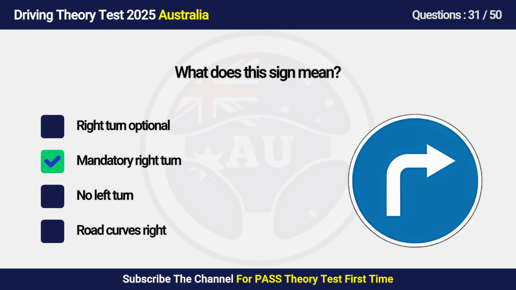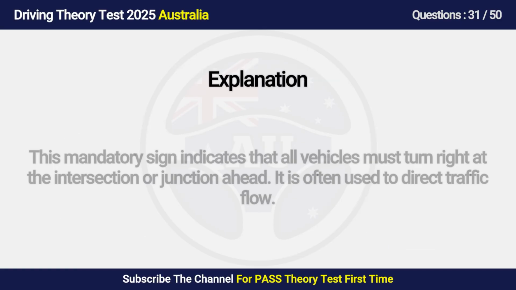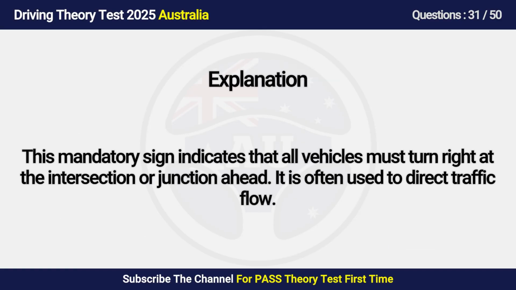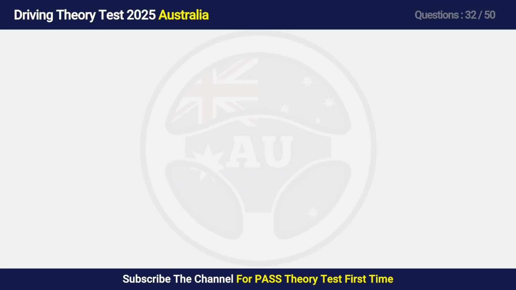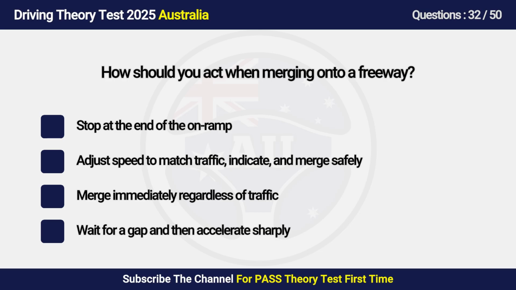Answer is B. Mandatory right turn. This mandatory sign indicates that all vehicles must turn right at the intersection or junction ahead. It is often used to direct traffic flow. Question 32. How should you act when merging onto a freeway?